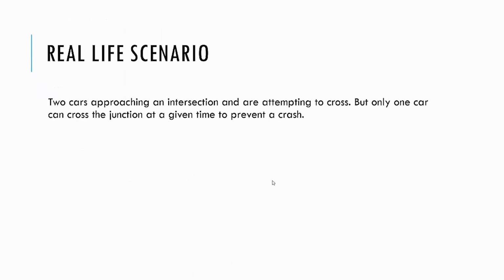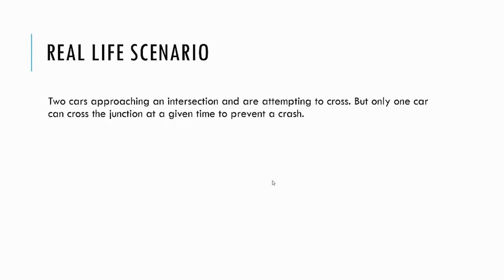So to understand deeply how this algorithm works, we have come up with a real life scenario to explain how this works. We'll see the demonstration video, but the scenario is like this. Let's imagine there's a cross junction, or four-way junction, in the middle, and two cars are approaching this junction at a given time. But only one car can cross the junction at a given time, obviously, to prevent a crash.